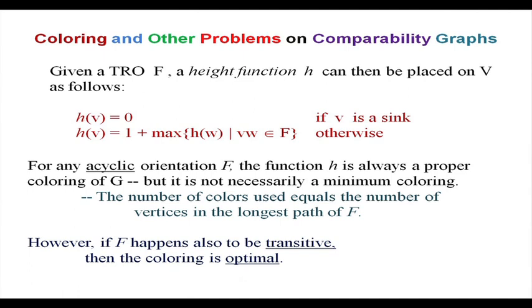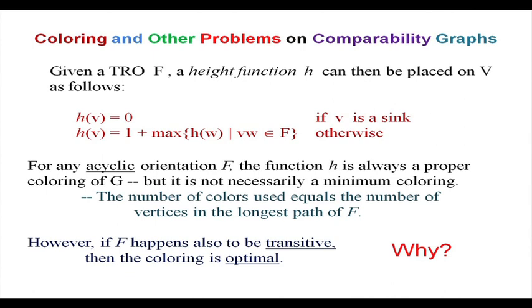Why would that be? Because if you look at a path going, say, from a sink all the way up to a source, well, because of the transitive edges on that path, it itself will be a clique. So because it is transitive, each path corresponds to a clique. So you might ask, why is it optimal? Because every path is a clique.